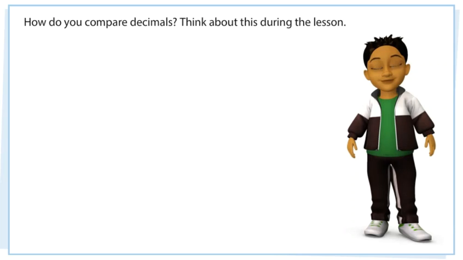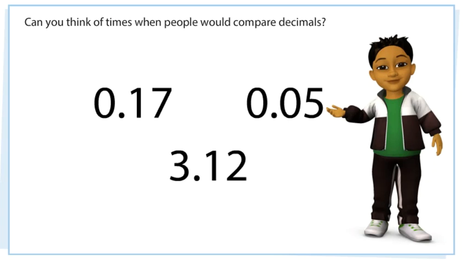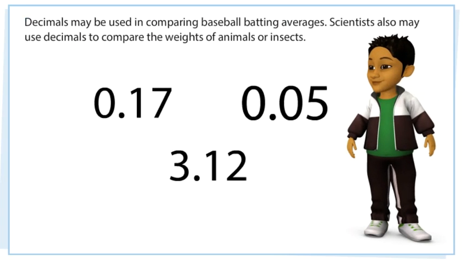How do you compare decimals? Think about this during the lesson. Can you think of times when people would compare decimals? Decimals may be used in comparing baseball batting averages. Scientists also may use decimals to compare the weights of animals or insects.